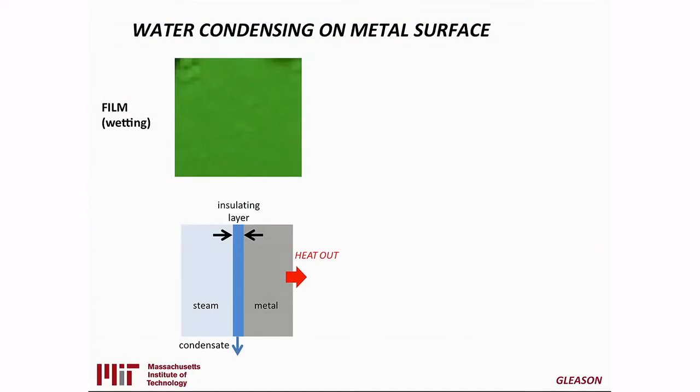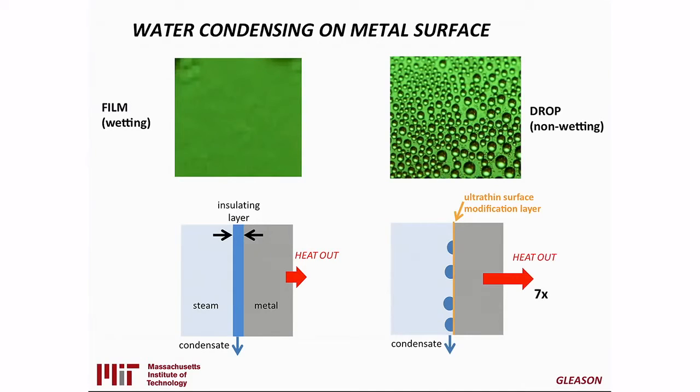In current condensers, the insides are metal, and water wets metal, so it forms a liquid film on the surface of this metal. And that actually is an insulating layer. Water is a good insulating layer, and that reduces the heat transfer, giving us a relatively high delta T across the condenser. If we modify that metal with a very thin coating, we can create hydrophobic behavior.